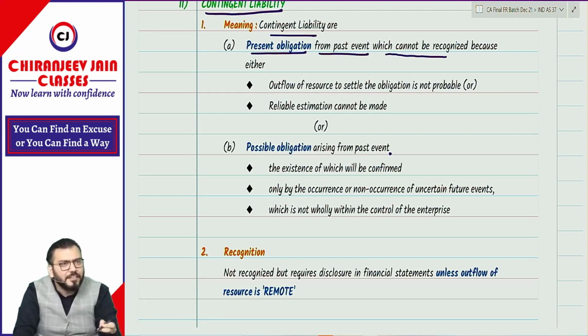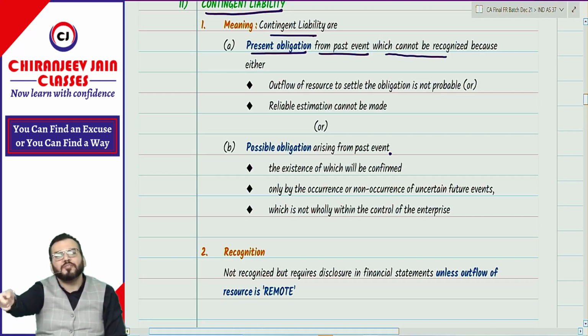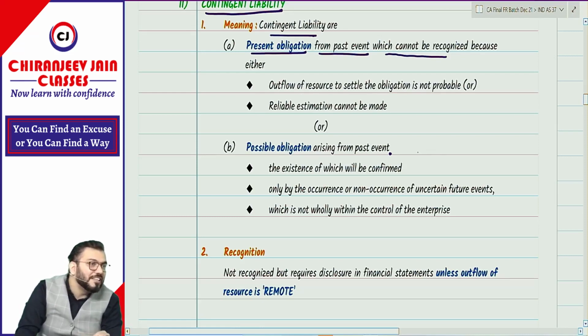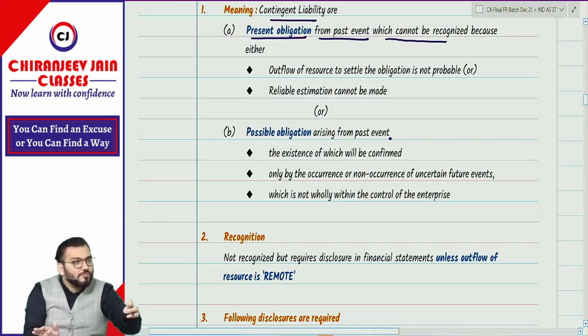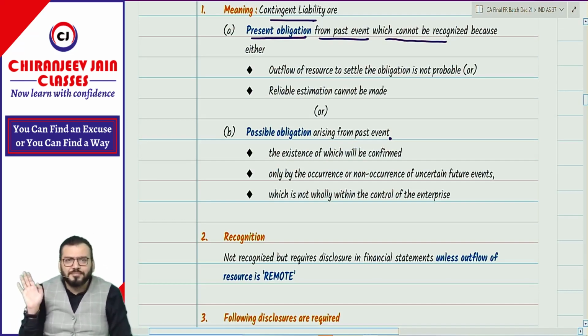Understood? But let us repeat once. Can you repeat with me? Provisions are liability of uncertain amount or timing. Definition over. Now, if you want to write down the definition of contingent liability, you can write that also. Contingent liabilities are present obligation arising from past event which is not recognized as a provision. Why? Because either outflow of resource which is required to settle the obligation is not probable, or reliable estimation cannot be made, or it is a possible obligation arising from past event, the existence of which will be confirmed by occurrence or non-occurrence of uncertain future event which is not within the control of entity. You can remember. Not so hard. Correct?